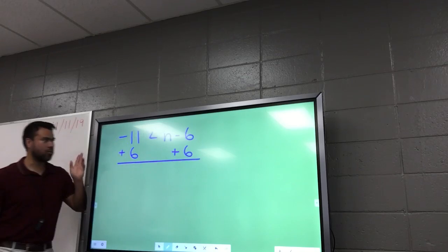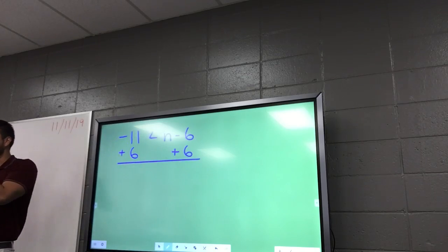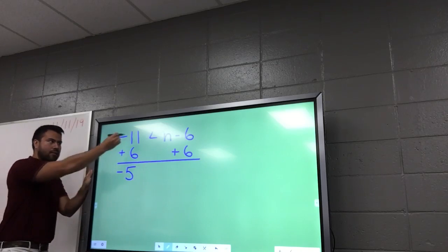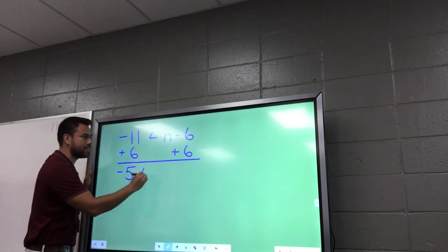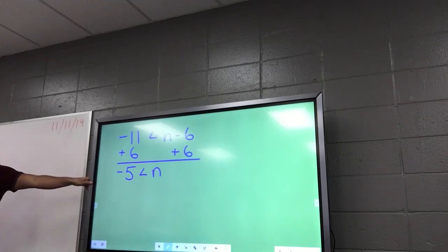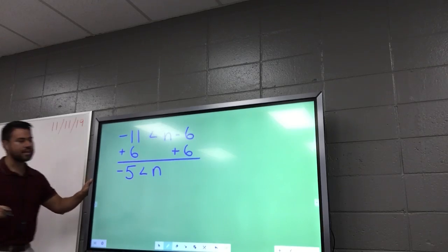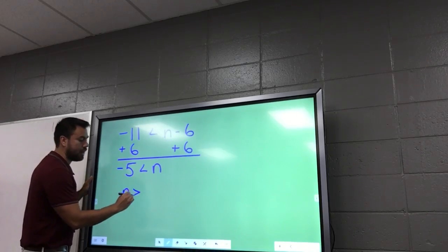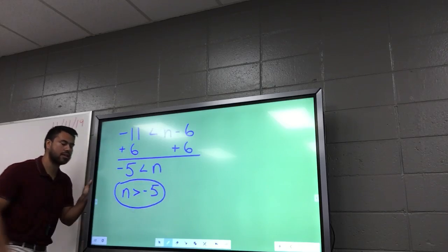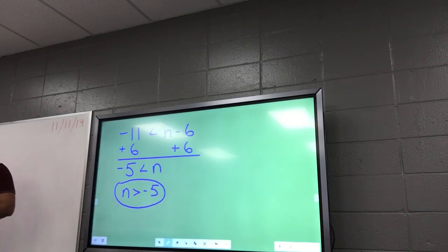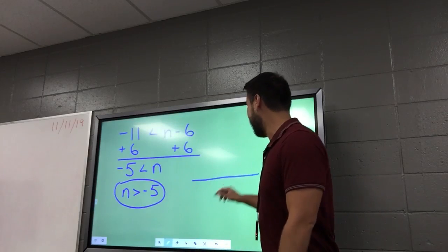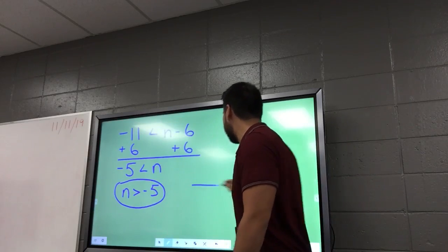Okay, so be careful here. What's negative 11 plus 6? Negative 5. That right there is negative 5 is less than n. Okay, that's one way of writing it, but probably more preferable to you guys: n is greater than negative 5. That's probably the easier way of saying it. Both of them are correct, but n is greater than negative 5 is easier, not only to say, but also to graph.